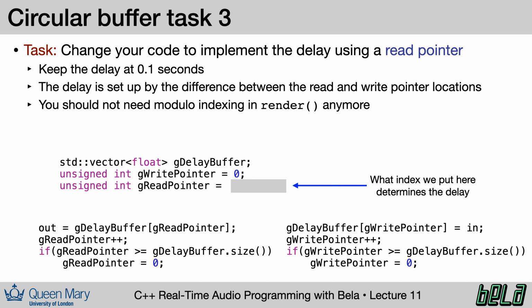That brings us then to the next task. Keep the delay at 1/10 of a second, but rather than doing modulo arithmetic every single frame, use a read pointer in addition to a write pointer. You'll have to initialize the read pointer inside of setup to be exactly 1/10 of a second behind the write pointer. Here you might need to use modulo arithmetic as you did before. Pause the video and try that.